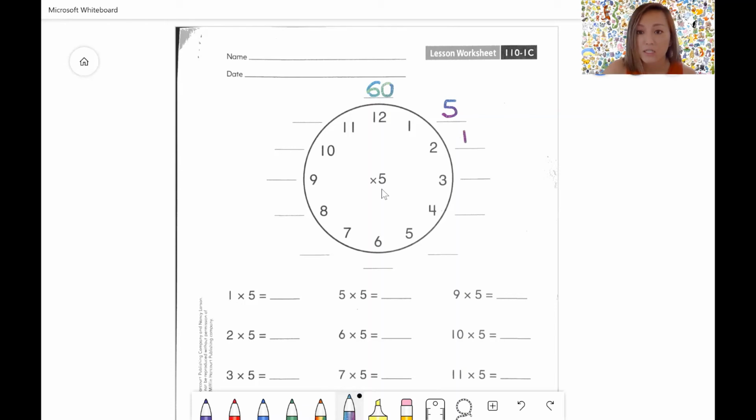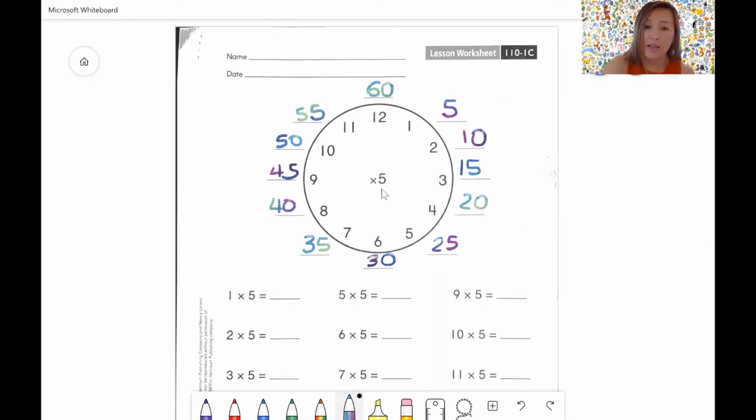5, 10, 15, because the 3 hand, right, is usually 15 minutes. 20, 25, 30, 35, 40, 45, 50, and finally 55, right? If our minute hand was pointing at the 11, we would know that would mean 55 minutes. So look at this. We've done this so many times. Our clock face is actually a giant times 5 table.